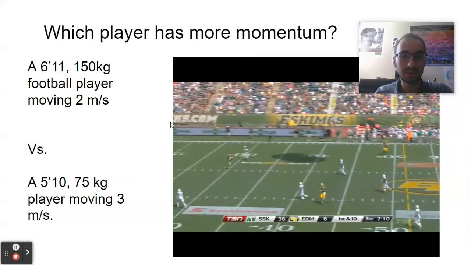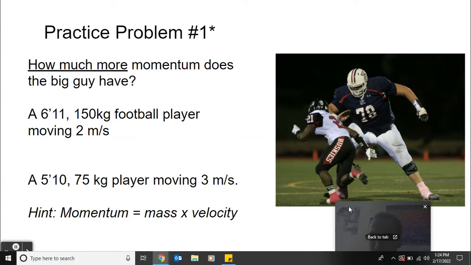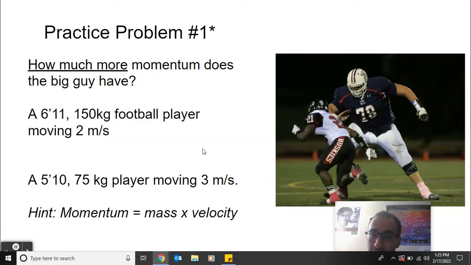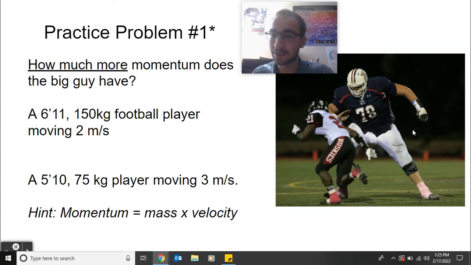So he's famous. Usually football players aren't that tall, but he's 6'11" and 150 kilograms. Okay? And then he was going up against this guy who's 5'10", my height, 75 kilograms. Okay? I want you to figure out how much more momentum the big guy has.